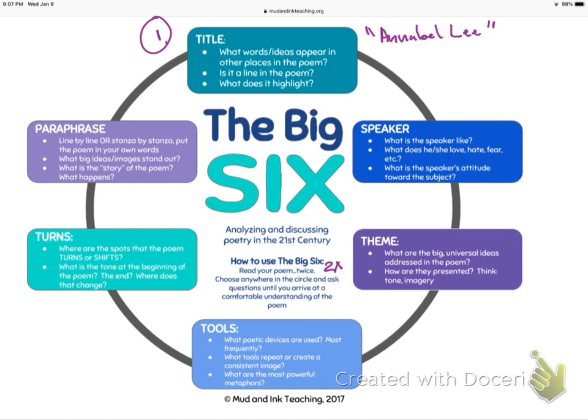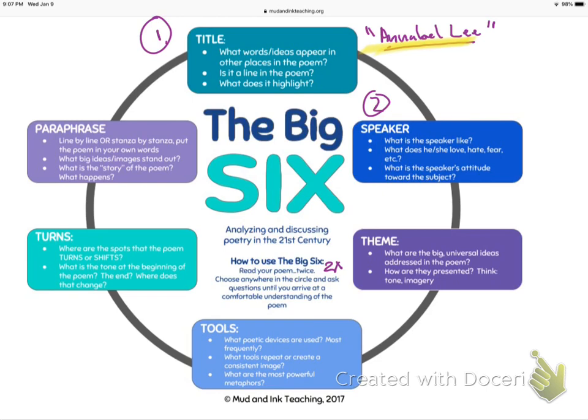So here we have what words, ideas appear in other places in the poem that are in the title. Is it a line in the poem? What does it highlight? So for example, if I'm reading this poem, Annabelle Lee, is Annabelle Lee in the poem in other places? If so, what does that highlight? Okay, then you just move on to the next one, the speaker.